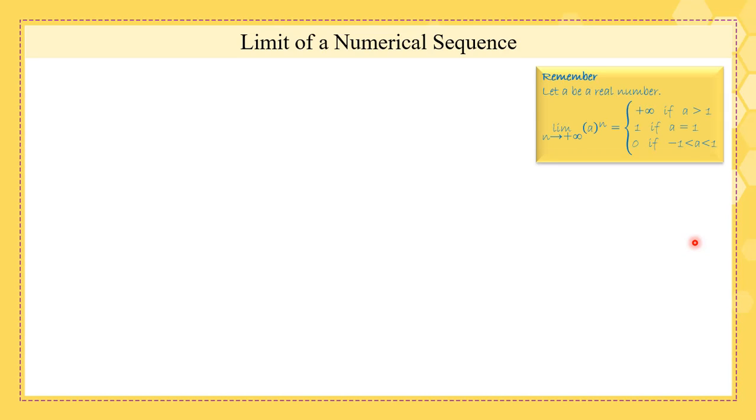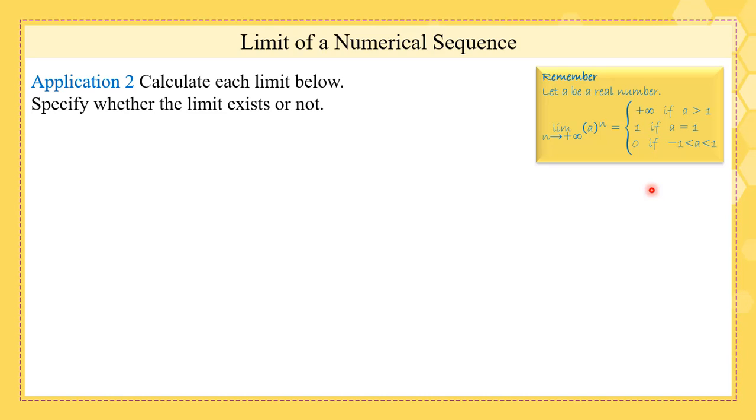Okay? So far, we should remember that the limit of a to the power n as n tends to plus infinity is plus infinity when a is greater than 1, it's 1 when a is exactly 1, and it's 0 when a is between negative 1 and 1. Calculate each limit and specify whether it exists or not. Try to do it alone, pause the video, and compare your answers.